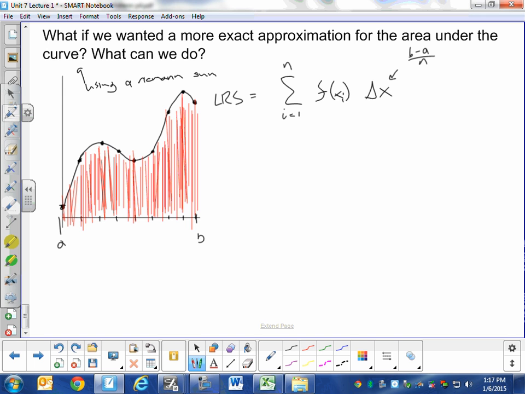Well, to get the exact area, the best thing we could do is take this sum, and instead of 8 rectangles, or even 16 rectangles, how many rectangles do I want? An infinite amount of rectangles. Well, we're not going to say n equals infinity, because that's not really possible to do. We can say it, but we're going to use different notation. We'll use limit notation. We'll say, take the limit as n approaches infinity of this sum of these rectangles.